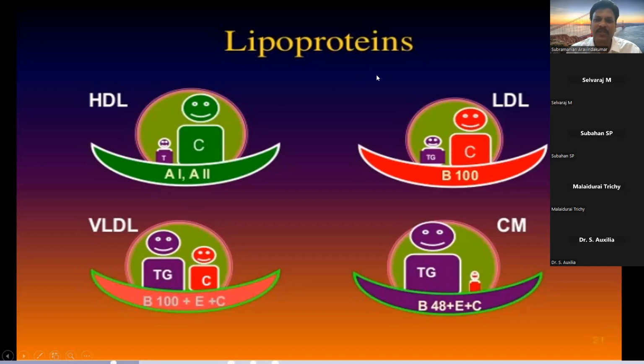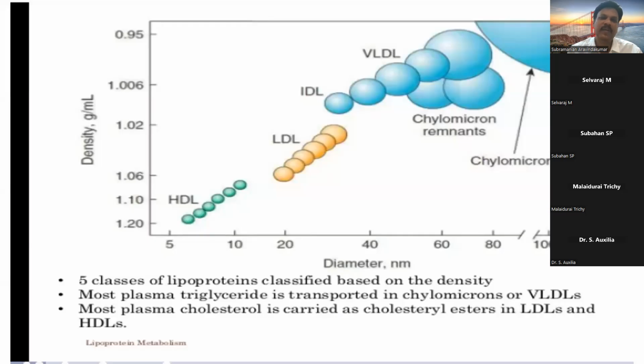See here the lipoproteins. These are the carrier proteins: VLDL, HDL, LDL, and chylomicrons. The HDL carries predominantly the good cholesterol, takes cholesterol back from the peripheral tissue into the circulation and gets it metabolized. Whereas the LDL carries the bad cholesterol, and VLDL and chylomicrons carry predominantly the triglycerides. So the first statement is very clear: HDL is good, LDL is bad. Triglycerides are carried by VLDL and chylomicrons.